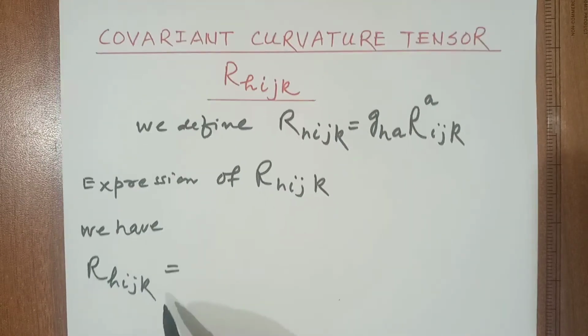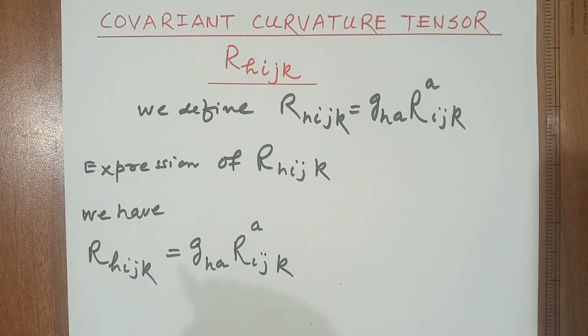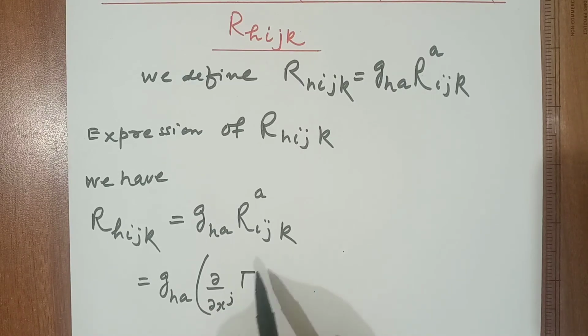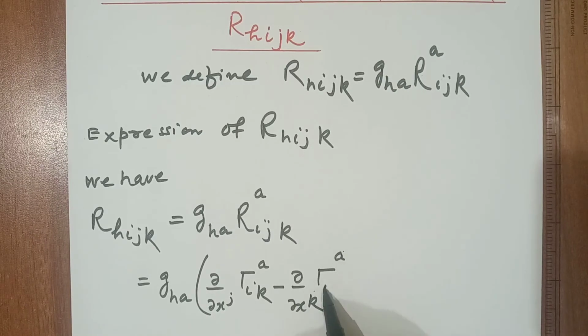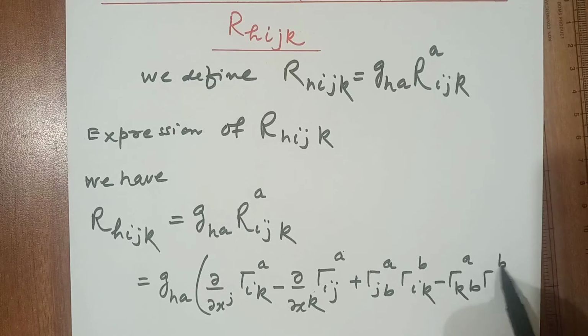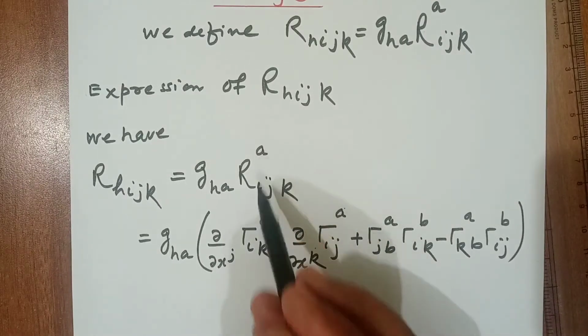We have R_HIJK is equal to g_HA R^A_IJK. Now, by using the definition of R^A_IJK, this is equal to g_HA times [del by del xj of Christoffel symbol Gamma^A_IK, minus del by del xk of Gamma^A_IJ, plus Gamma^A_JB Gamma^B_IK, minus Gamma^A_KB Gamma^B_IJ]. This is the definition of the Riemann-Christoffel curvature tensor of the second kind R^A_IJK.